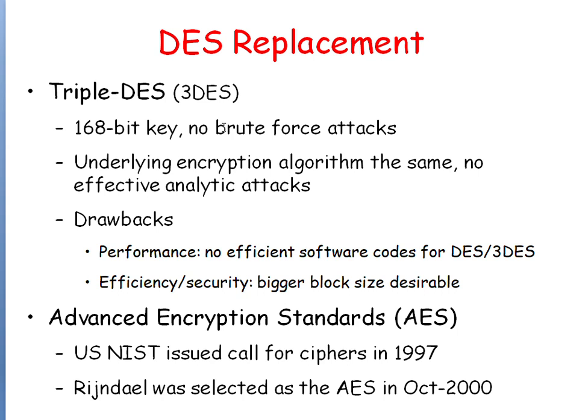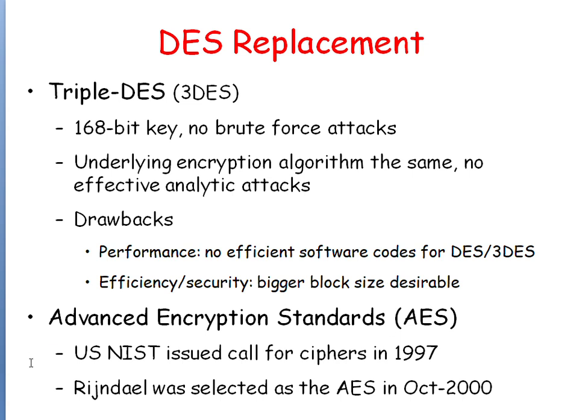As a DES replacement, triple DES with 168-bit keys is used, that is 3 into 56 equals 168. No brute force attack is feasible, and the underlying encryption algorithm is the same. No effective analytic attack has occurred. The drawback is performance: there are no efficient software codes for DES. For efficiency and security, a bigger block size is desirable.